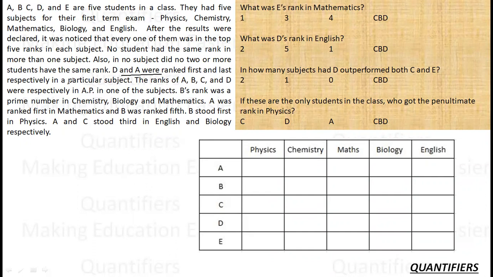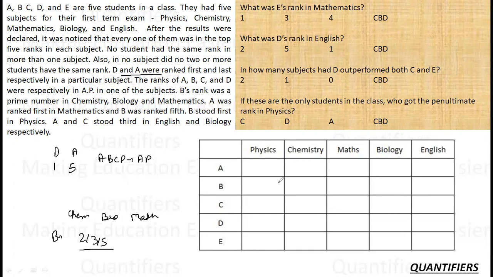D and A were ranked first and last in a particular subject. So D is 1 and A is 5 in a particular subject. The ranks of A, B, C, D were in AP. So A, B, C, D are in AP in a particular subject. Okay. B's rank was a prime number in chemistry, biology, mathematics. So chemistry, biology, and math. So B's rank is a prime number, so it's 2, 3, 5. It's shuffling between 2, 3, 5, right?